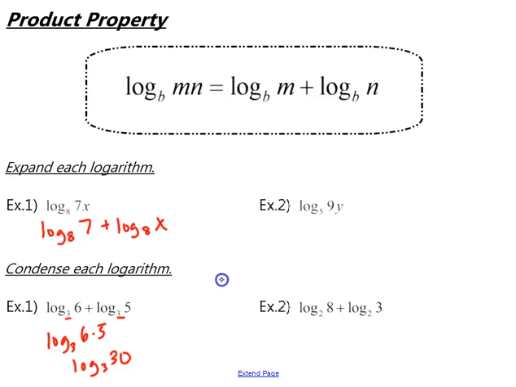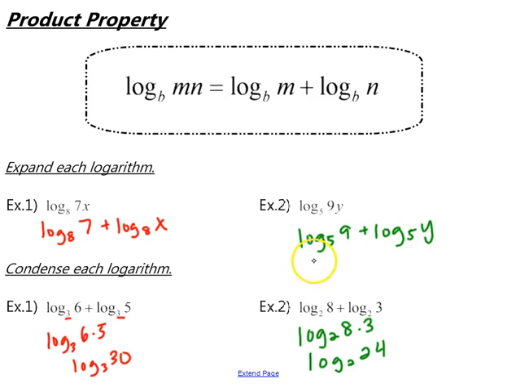Why don't you go ahead, pause, try example 2 from the expand and condense, and check back with me when you're finished. Hopefully you got log base 5 of 9 plus log base 5 of y for example 2 in expanding, and log base 2 of 24 in example 2 of condensing.